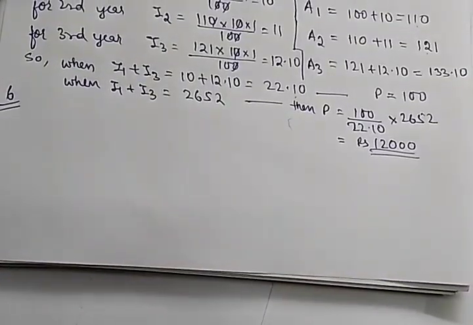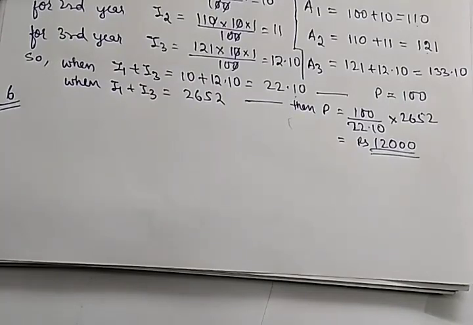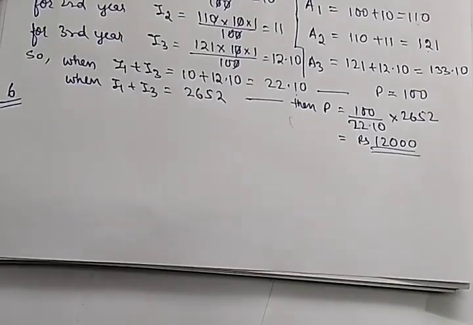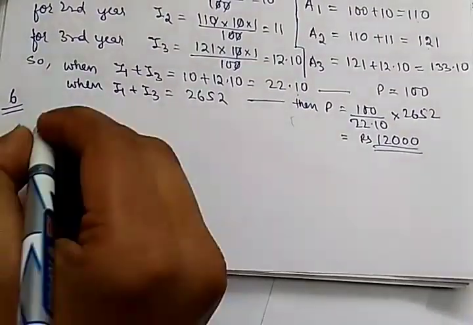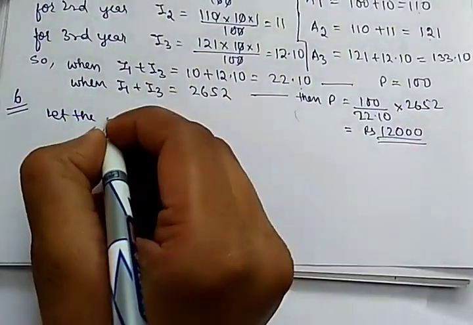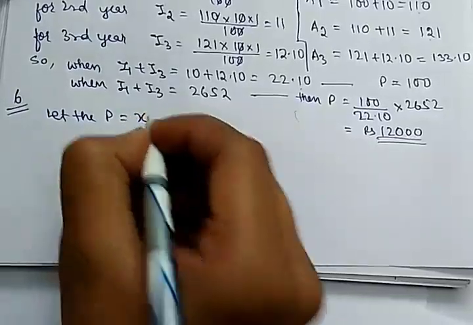Find the sum on which the difference between the simple interest and the compound interest at the rate of 8% per annum compounded annually would be rupees 64 in 2 years. Let us do this question by taking the value of principal as x. We should understand this also. Let the sum, means the principal, be equal to x.